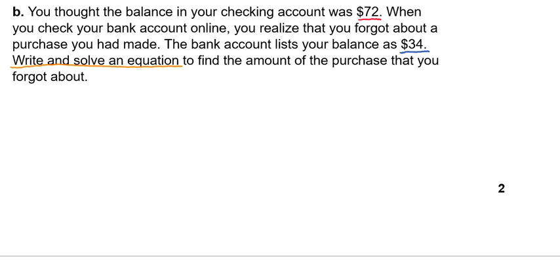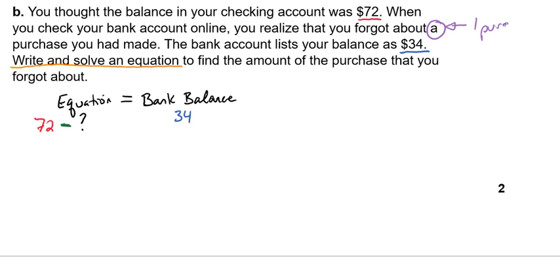But because our bank account is $34, let's go ahead and say that we want our equation to equal the bank balance, which we know to be the $34. Now we know that to get from $72 down to $34, we're going to have to subtract some number. Luckily we know that it was just a purchase, meaning one purchase that we forgot about. And so that question mark there can represent our P for purchase.